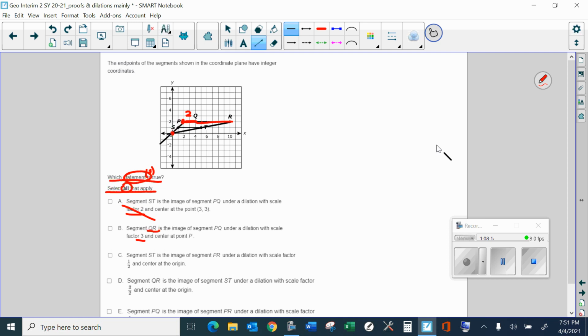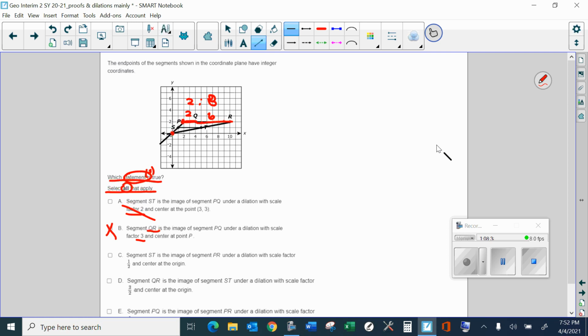1, 2, 3, 4, 5, 6, 7, 8. Okay, so that means this is 6 right there. And so from 2 to 8 is a scale factor of 4 times, not 3 times. Or you have to do the whole distance, PR. So that's false. I'll bet you people would pick that to be true because they're seeing 2 to 6 and they're seeing 3 times. They forgot to add the 2 plus the 6 together to get 8.